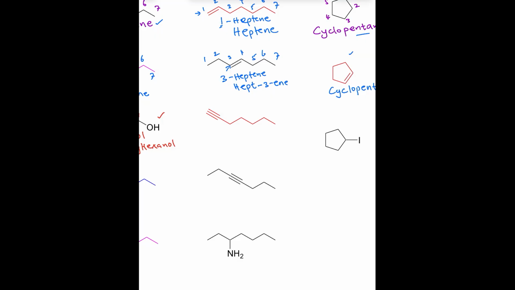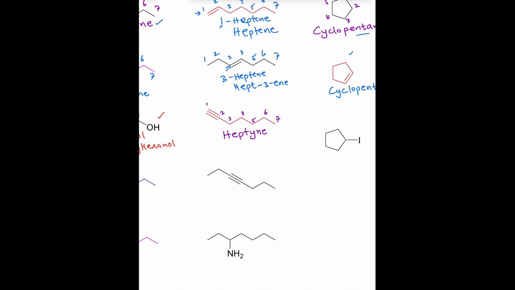This triple bond has carbon number 1, 2, 3, 4, 5, 6, and 7. And the triple bond is on the first carbon, so that will be heptyne. Remember, -yne for the triple bond.